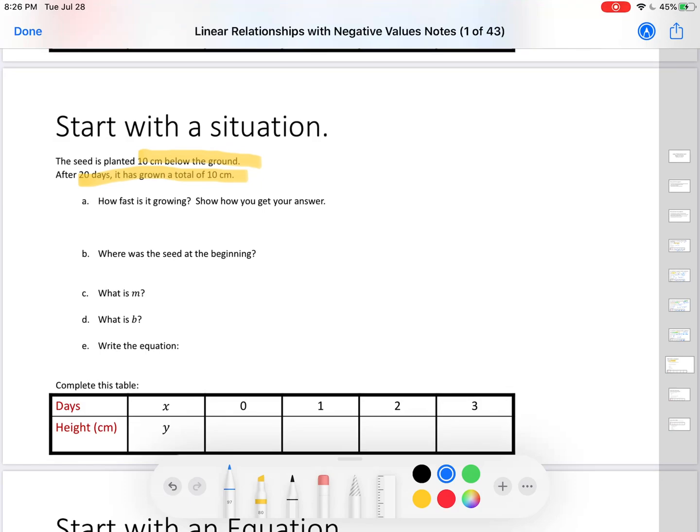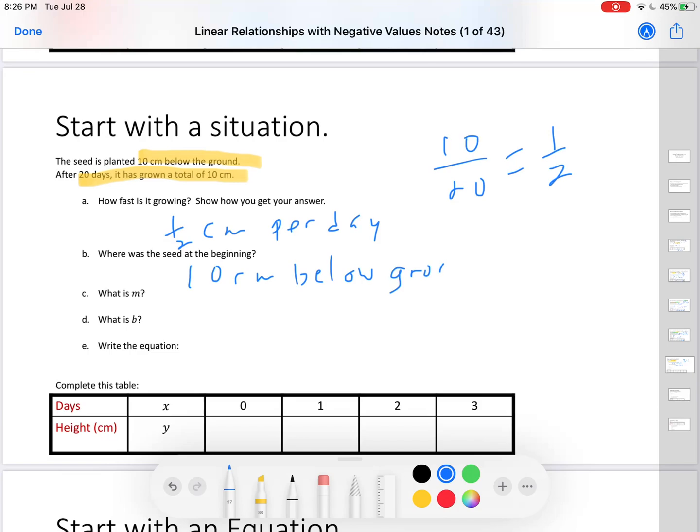So it will have a positive M and a negative B. How fast is it growing? Show how you get your answer. So it's growing 10 divided by 20 equals 1/2. So 1/2 centimeter per day. Where was the seed at the beginning? 10 centimeters below ground.